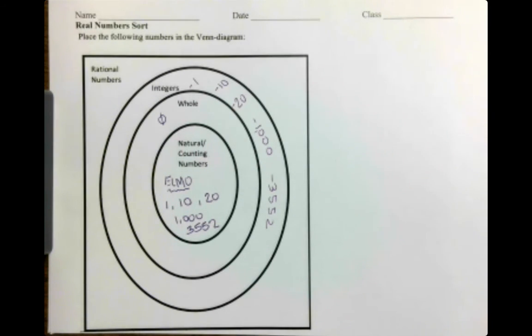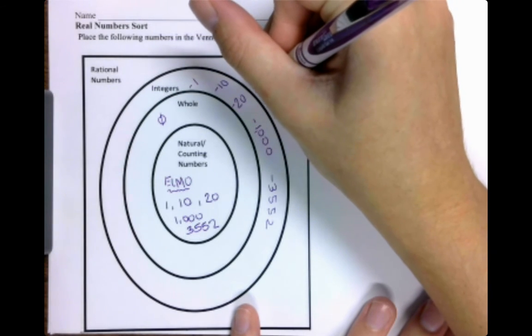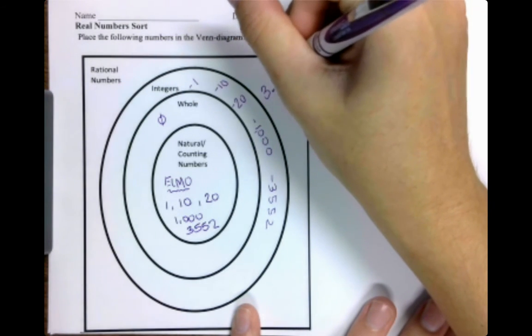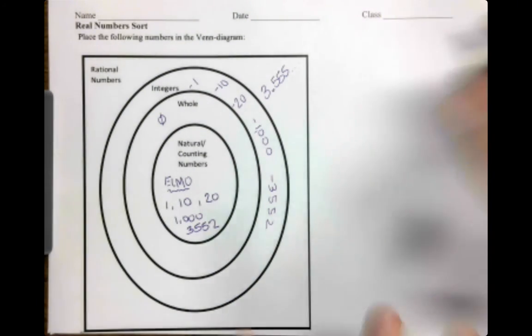Rational numbers are numbers that are repeating decimals or can be written as a fraction. All right. So any repeating decimal can be written as a fraction. So if I'm looking at something like 3.555..., that's a rational number.